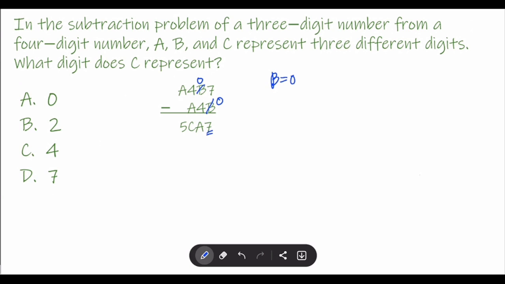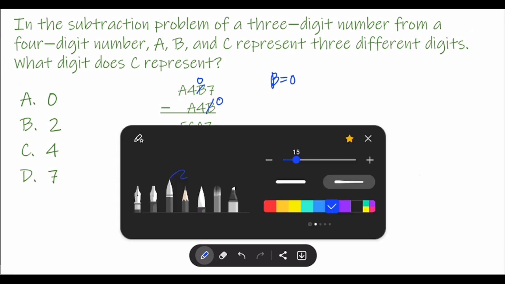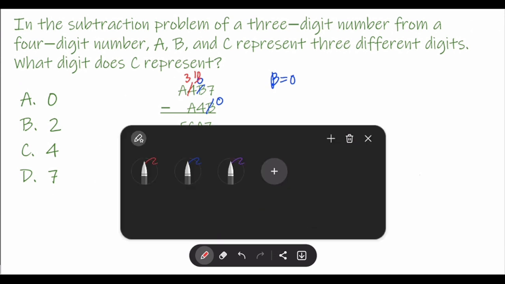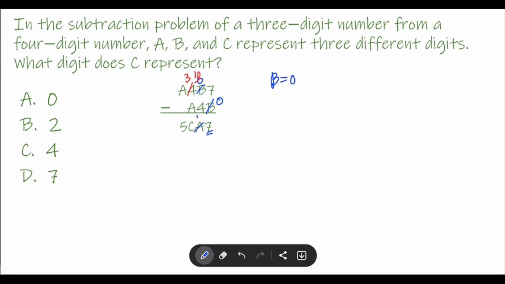And then now let's continue with 0 minus 4. Of course we cannot subtract that, so we have to borrow from the left side. We'll just use another color for that. So borrow from this; this becomes 3 and this 0 becomes 10. So 10 minus 4 is 6. So this A is 6. Every A should be replaced with 6. Alright, so A is 6.